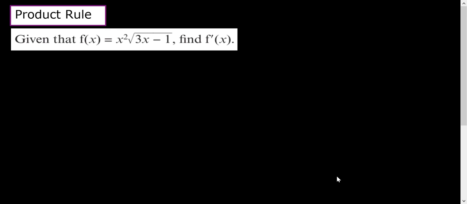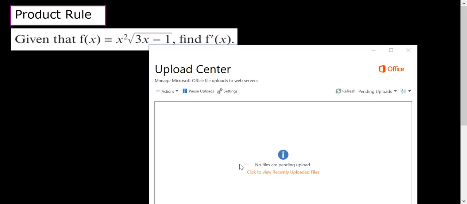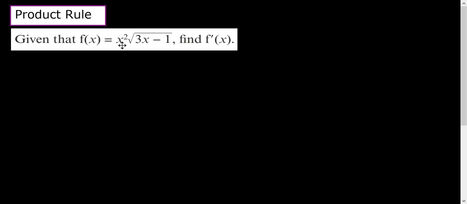So to kick off, let's have a look at a sample question that requires us to use the product rule. Now, part of the product rule learning is understanding when to use it. So I can see from here that we've got a function which is the product of two functions. When I say the product, I mean the two functions have been multiplied together. The two functions here are x squared and the square root of 3x minus 1. We don't have any other way to differentiate this, not at the moment.